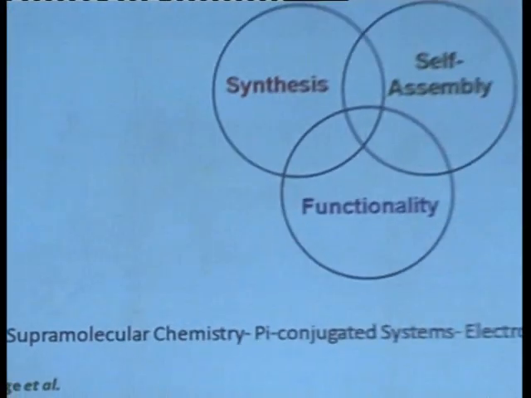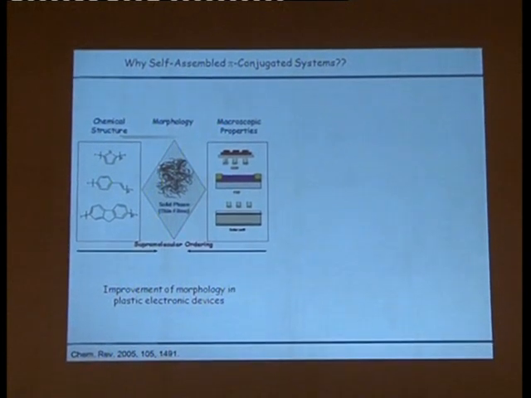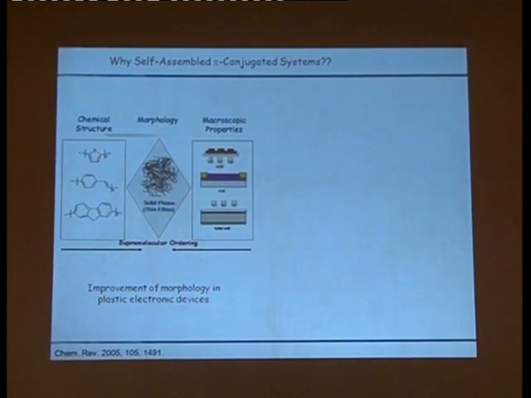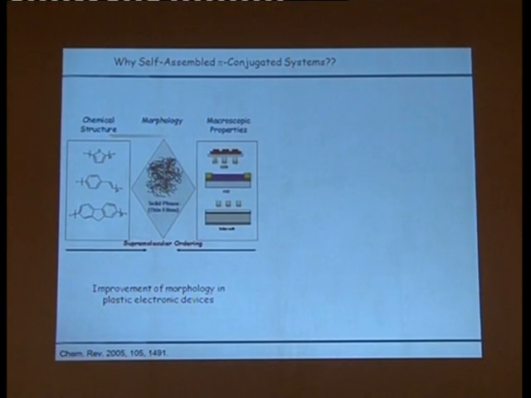As the previous speaker already mentioned, we work on supramolecular chemistry and pi-conjugated systems, so that we can get electronic and optical functionality out of them. So the question is, why should these supramolecular chemists work on pi-conjugated systems?